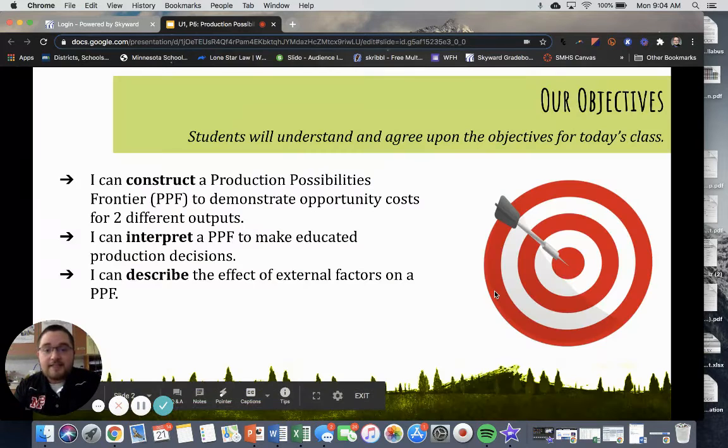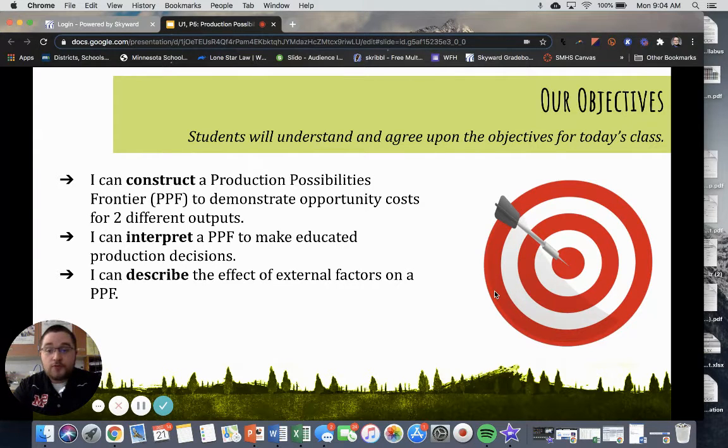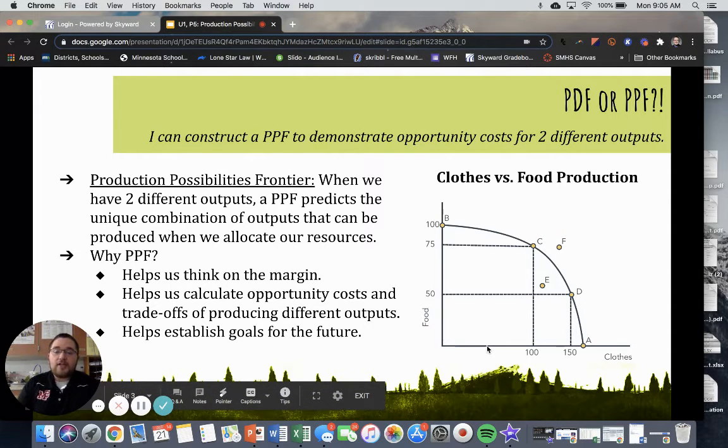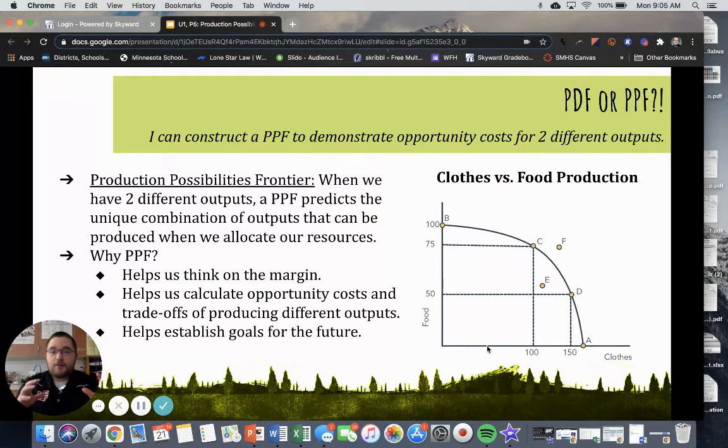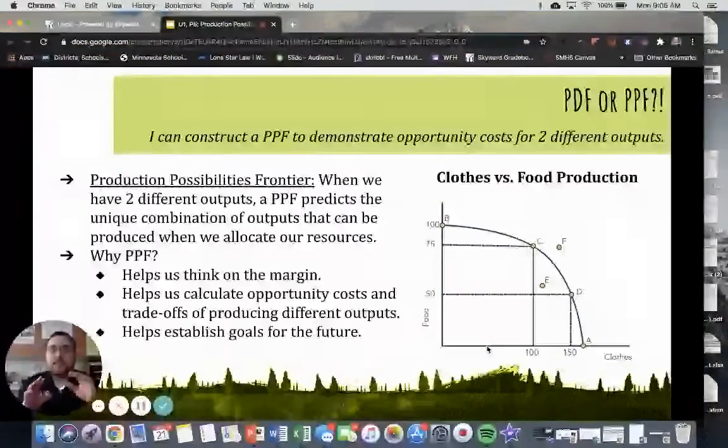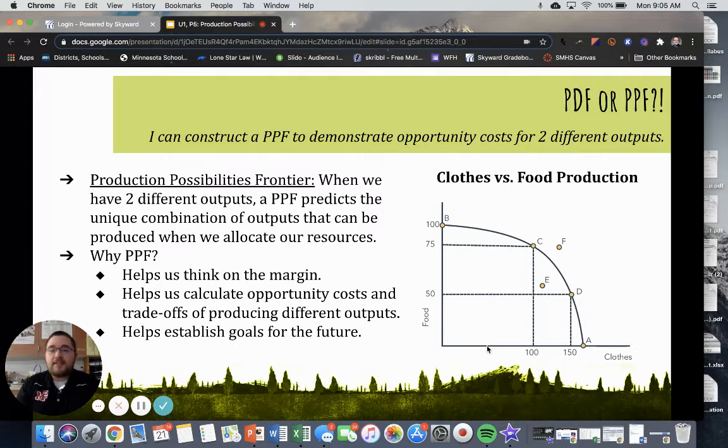So let's get started. Our learning targets for today are: I can construct a PPF to demonstrate opportunity costs for two different outputs. I can interpret a PPF to make educated production decisions. And finally, I can describe the effect of external factors on a PPF. So a production possibilities frontier, or a PPF, is essentially when we have two different outputs, and a PPF is what depicts the unique combination of outputs that can be produced when we allocate our resources.